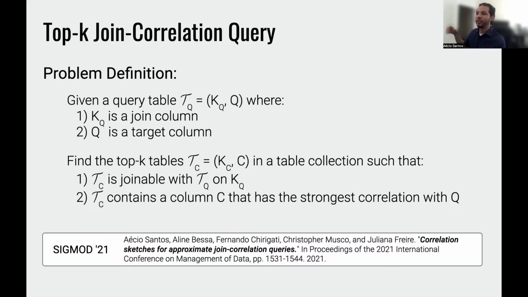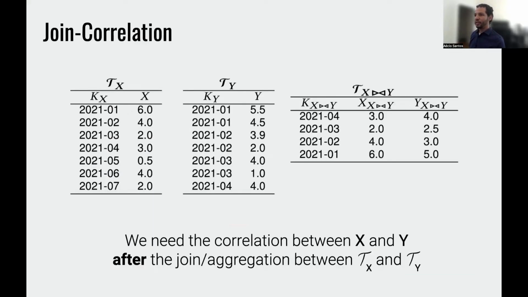We start with a query table, and we assume that this table has a join column and one target column, Q. The goal is to find the top K tables in a table collection such that the candidate table not only is joinable on the join key specified, but it also has to contain a new column C, which has a strong correlation with the target column Q. Let's take a closer look at this example.